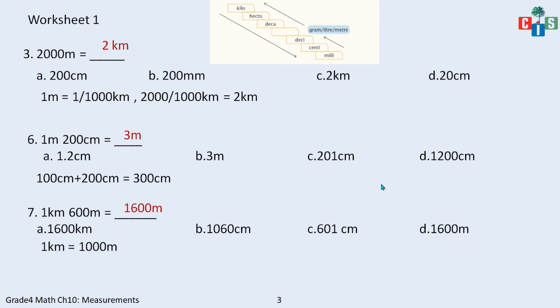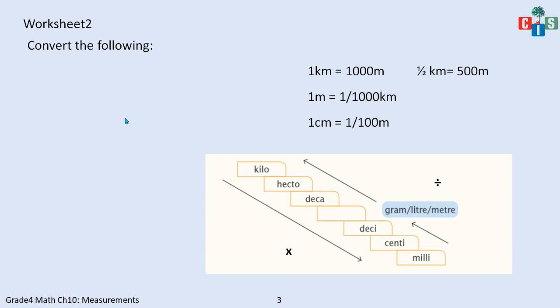Now let's move on to the next worksheet, wherein you have 7 kilometer 20 meter is equal to how much meter? So first of all, let's have the conversion. 1 kilometer is equal to 1000 meter. So 7 kilometer will be 7000 meter, and 20 meter is pending. So 7020 meter will be my answer.